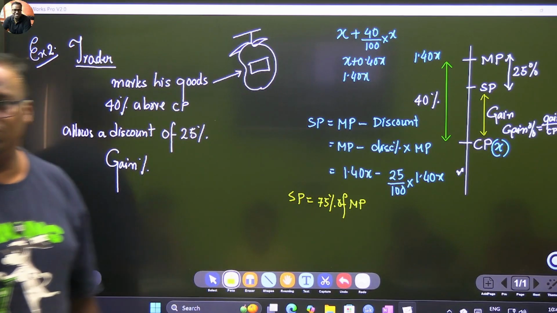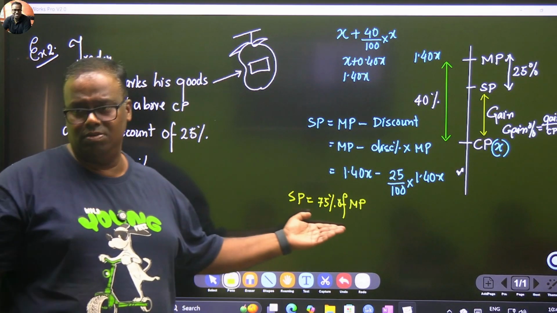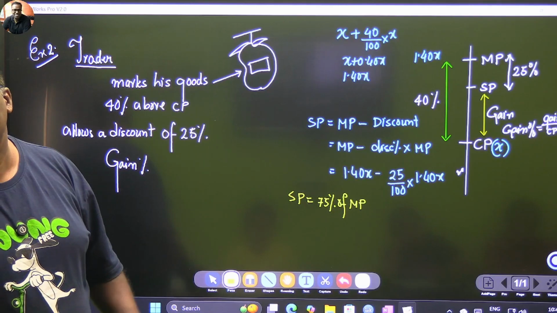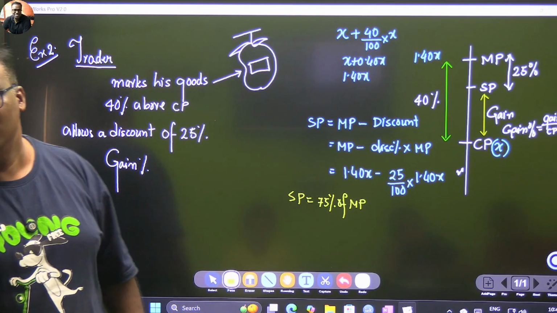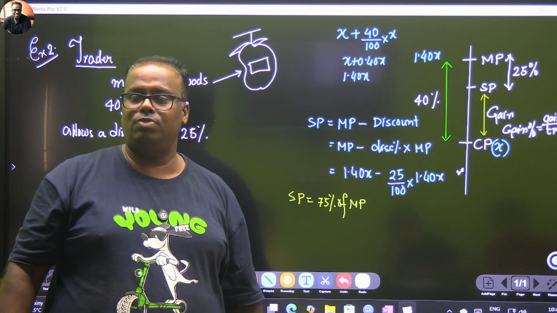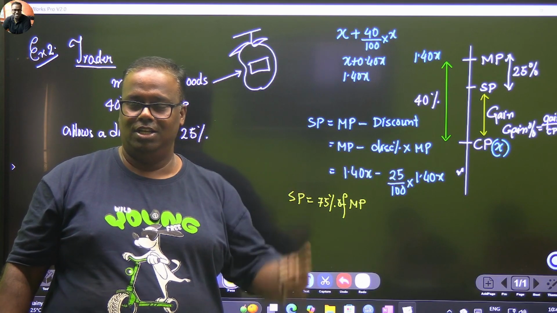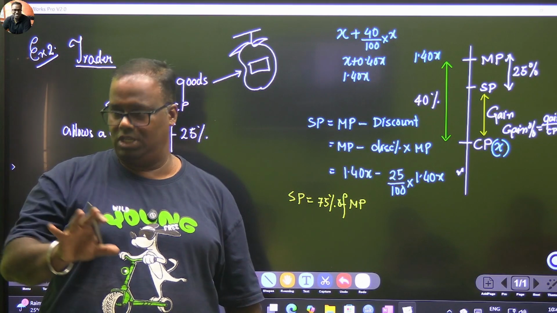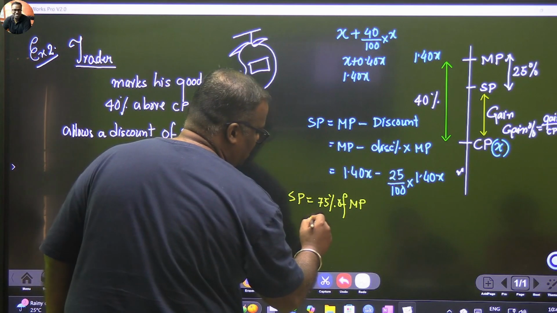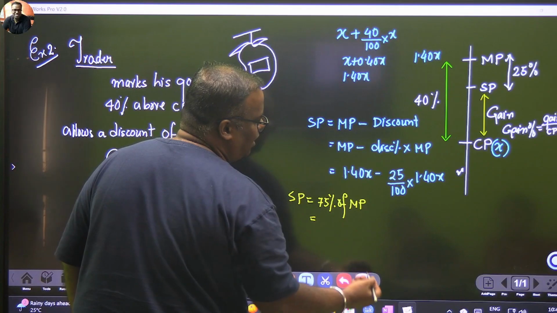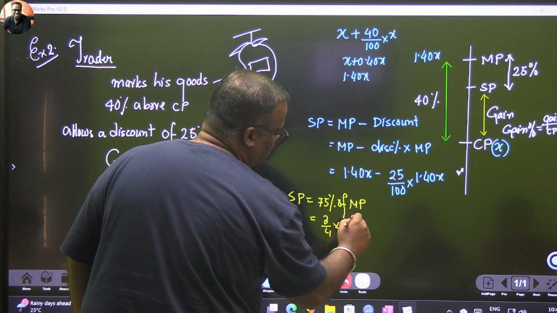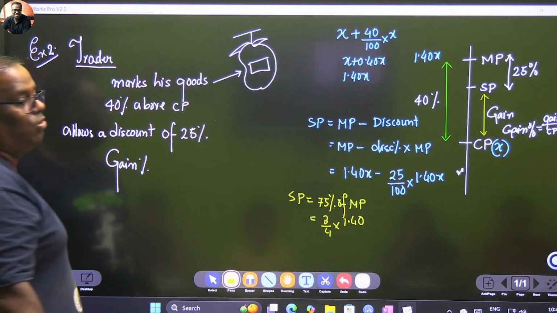If I'm giving you a 25% discount, it means I'm buying at 75%. What is 75% as a fraction? 3/4. 4 25s contribute to 100%, so 75 is contributed by 3 25s. So 3/4 of a pizza. You can straight away write this as 3/4, otherwise you just do 75 by 100, which will give you 3/4. So 3/4 into the mark price. I think this calculation will be easier.